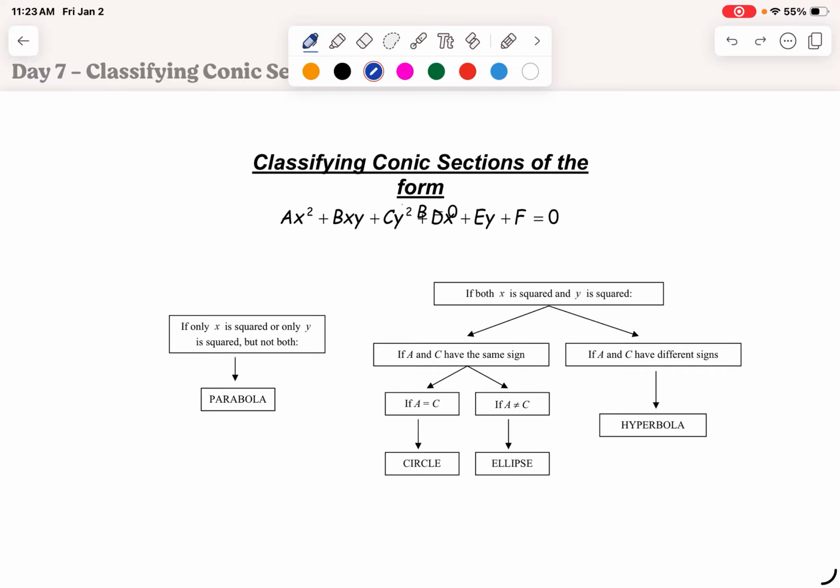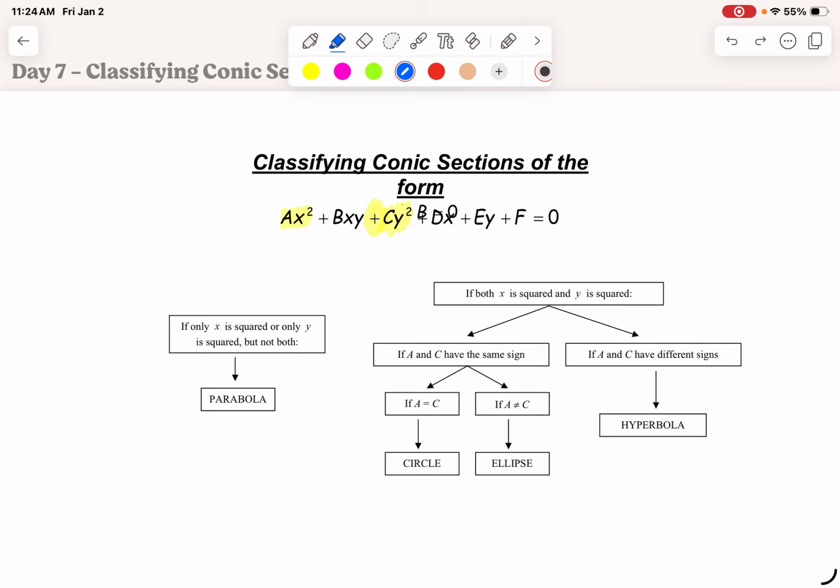Now let's talk about if it has an x squared and a y squared. It could be one of three things: an ellipse, a circle, or a hyperbola. So you're going to look at each term with the square in it, the x squared and the y squared, and see if there is a plus sign or a minus sign separating them. If it's a plus sign, you've narrowed it down to a circle or an ellipse. If it's a minus sign, it's automatically a hyperbola, okay?